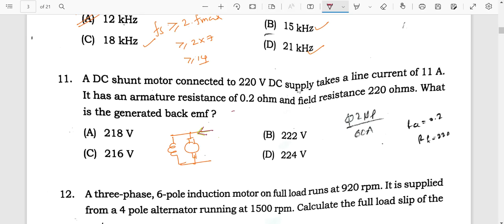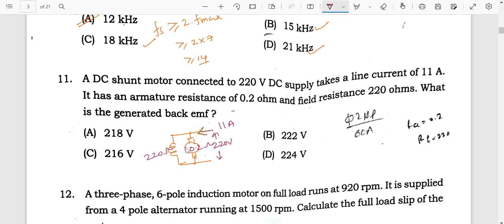It takes a line current of 11 amperes. What about the supply voltage? 220 volts. It has an armature resistance of 0.2 ohms and a field resistance of 220 ohms. Now what is the generated EMF that we need to calculate here?